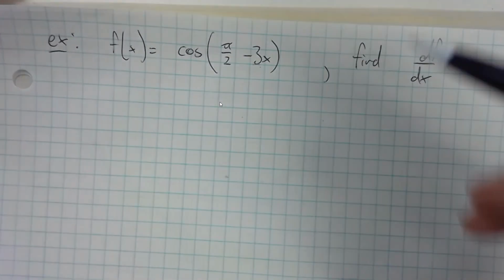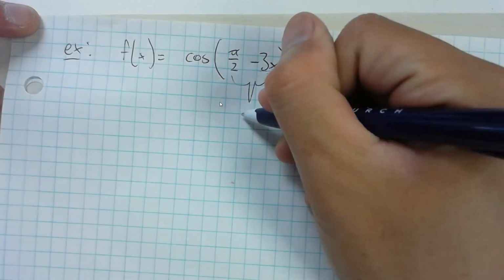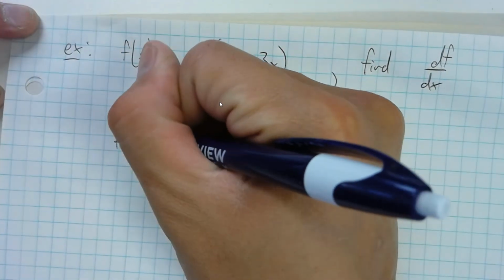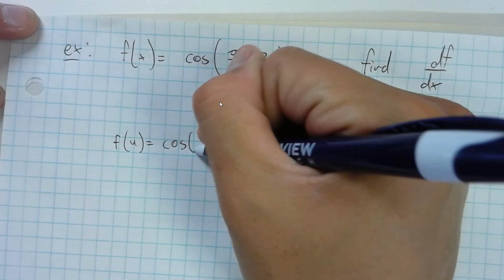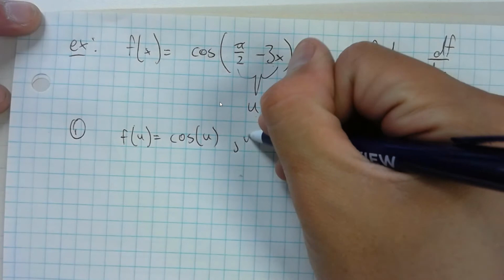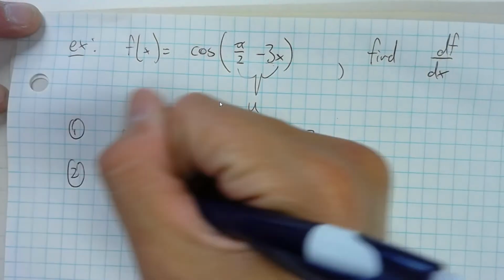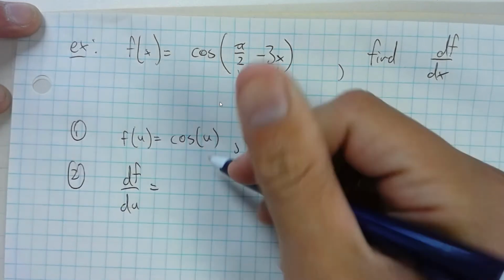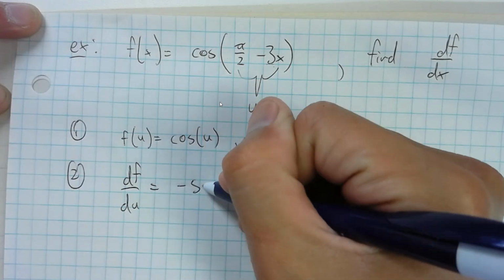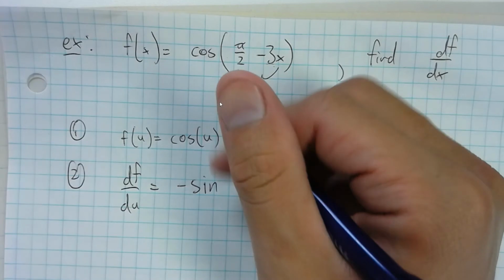So first, let's define that u. Remember, we have to define a u. So I'm going to say that this inside function, this guy here, is in itself differentiable. So we can rewrite this as f of u is equal to cosine of u. So maybe make that our first step. And then we know that u is equal to pi half minus 3x. And then let's just take first the derivative of f with respect to u. That's pretty simple. The derivative of cosine of u would just be negative sine of u, right?